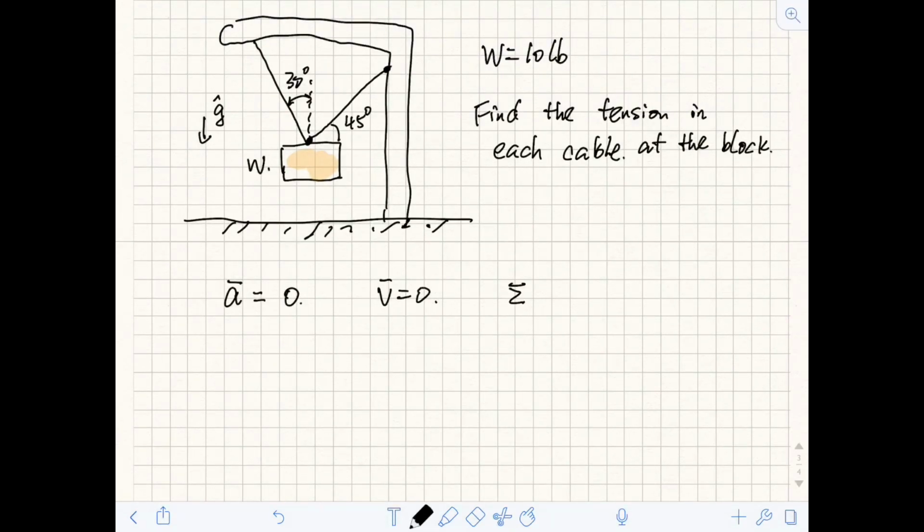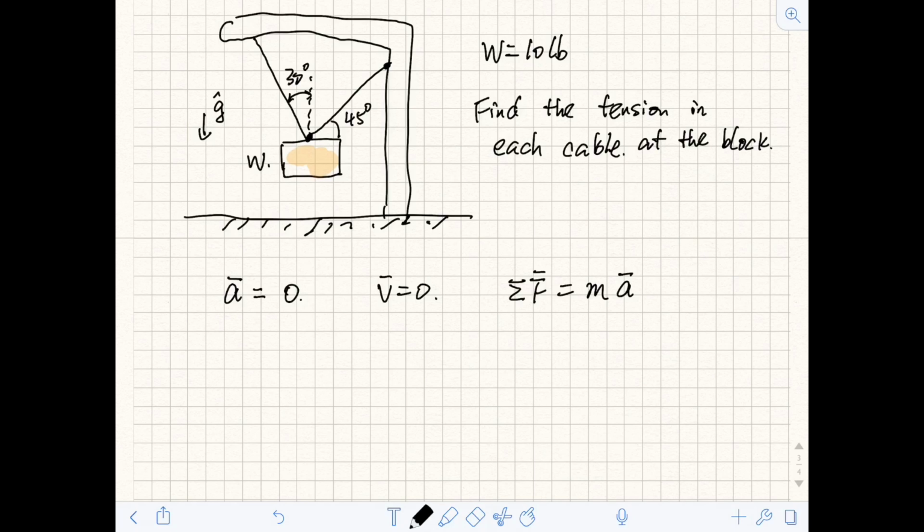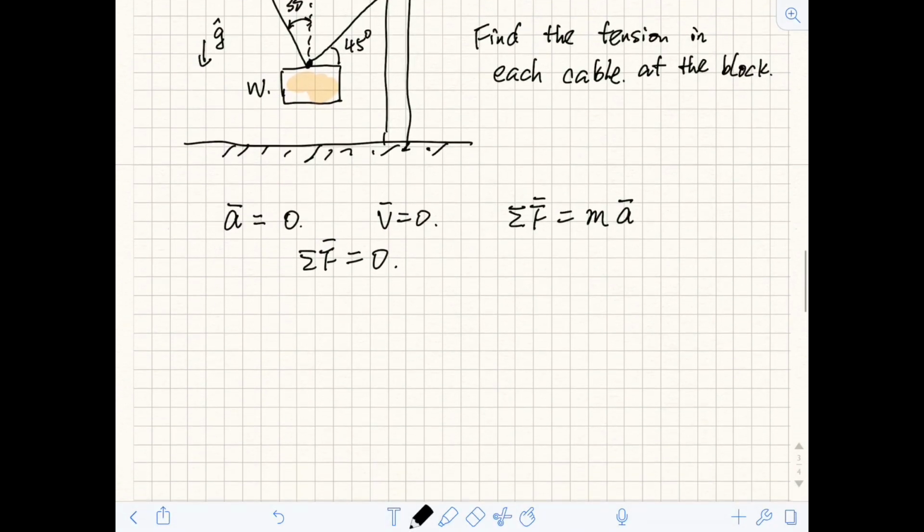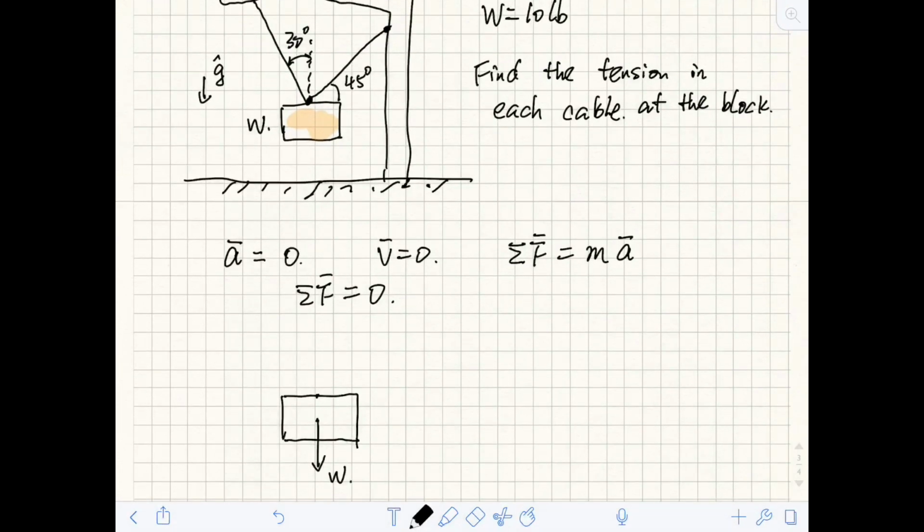And if we use Newton's second law, we know the sum of the forces is equal to the mass times acceleration. And if we have a 0 acceleration, we know the sum of the forces is equal to 0. Now to model all the forces, we need to start drawing a free body diagram. So this is the block. And we need to replace Earth with gravity attraction. And we have 2 cables that are attached.